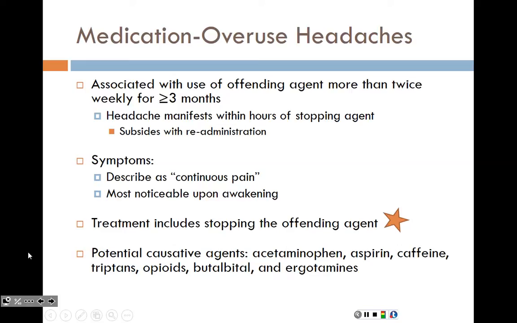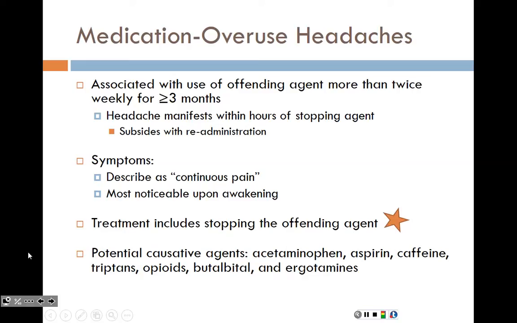People will say it's just a continuous pain. It doesn't matter what I do, it always hurts. It's kind of a background pain, so it's more of like a nuisance, they'll say. They'll sometimes complain of it being most noticeable when they wake up. The only way to fix these, to get them to resolve, is to stop whatever you're using. And so typically people will have been using something prescription or non-prescription, and you'll see some common non-prescription agents on the bottom there, more than twice a week for over roughly 3 months.